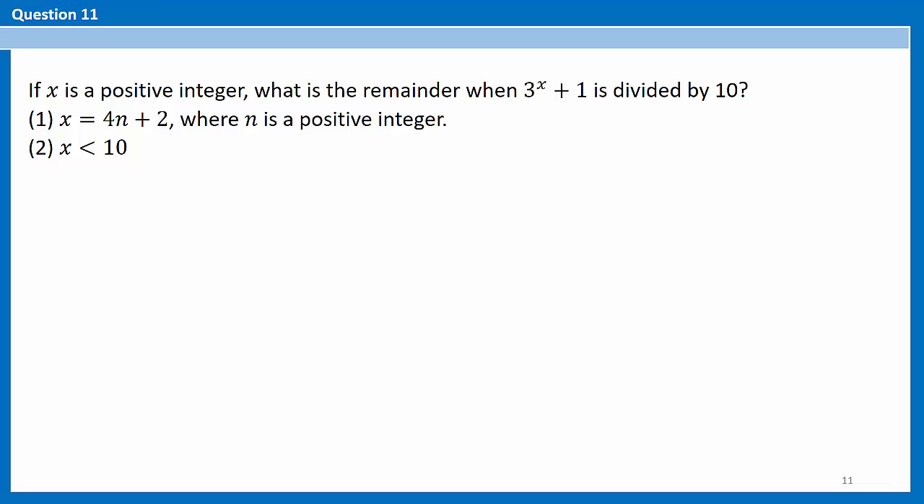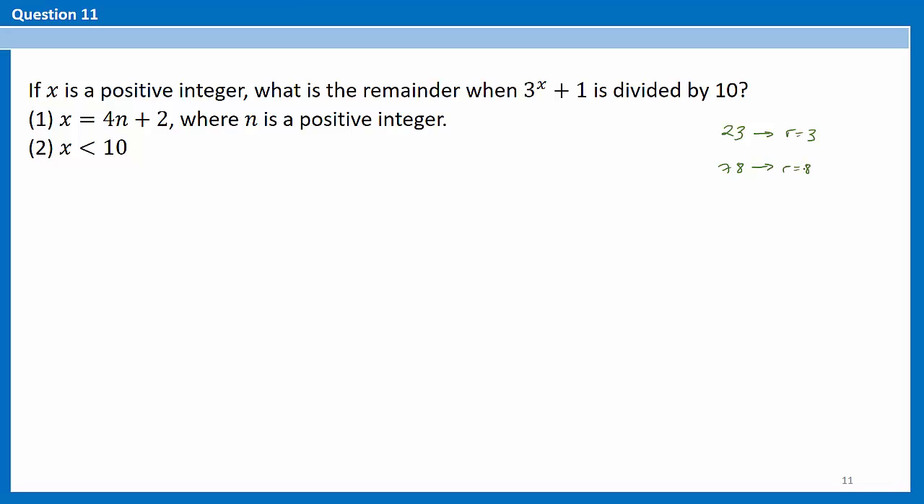If x is a positive integer, what is the remainder when 3 to the power x plus 1 is divided by 10? Okay, every time you divide a number by 10, the remainder is always going to be the units digit. For example, if I divide 23 by 10, the remainder is 3. If I divide 78 by 10, the remainder is 8.